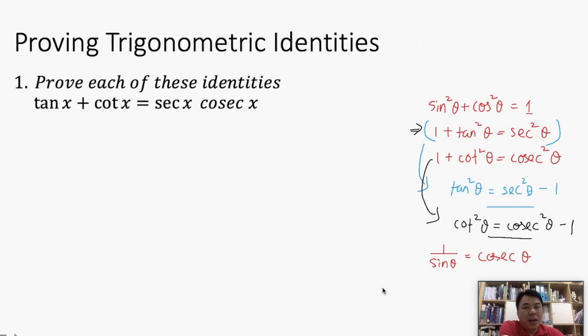Alright, now the other application of trigonometric identities and the reciprocal ratio is for us to prove other trigonometric identities. For instance, we have question number 1 here. Prove each of these identities. The first identity is tangent x plus cotangent x. Is it the same as secant x multiplied by cosecant x? That's the one that we need to prove.